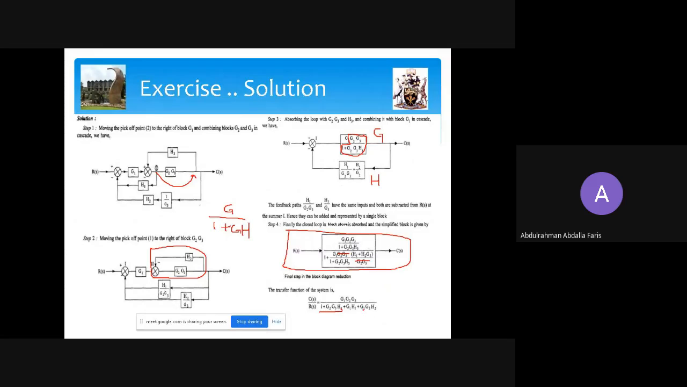I know some guys are saying, "Sir, are we tested to simplify or to get a transfer function?" Okay, it is a transfer function, but it's good to have it in a standard form, the way we know it, because there is a reason why we do that. The denominator, when we equate it to 0, we use it to do some analysis, and we call that a characteristic equation.